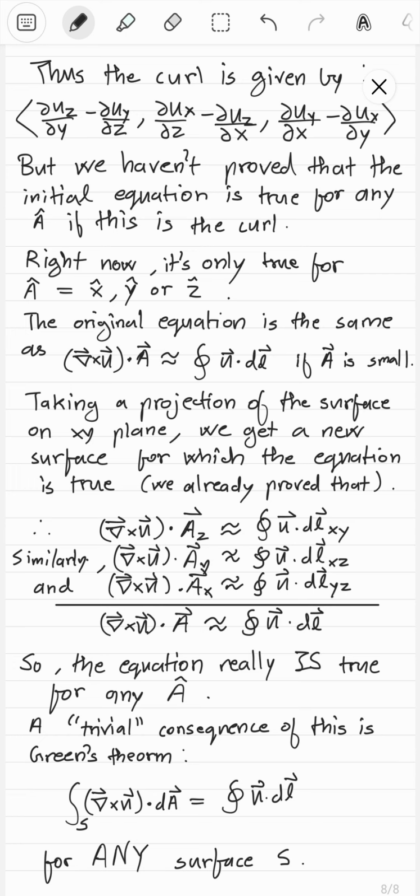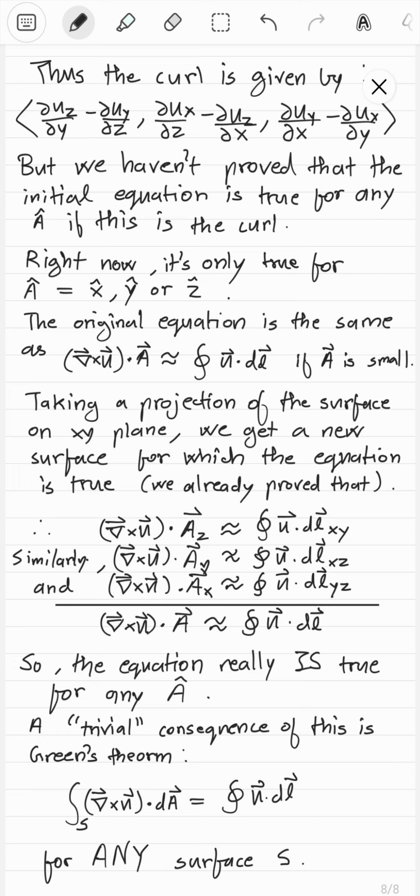Right now it's only for x hat, y hat, z hat. The original equation is the same as this thing, right? So just move that dA to the left hand side, and let's not think about the limiting case, let's just think of it as an approximation. So del vector crossed with u vector, that's our curl, of course. So curl dotted with a hat, the a vector, now it's having dA as well, so now it's a vector, not a hat, dotted with a vector, that's equal to this integral. So it's the integral of u vector dot dl, right? And this is true if a vector is small.